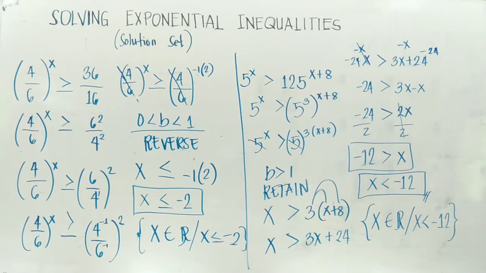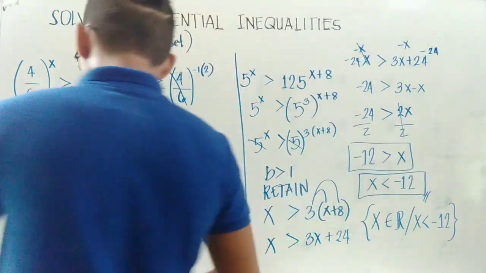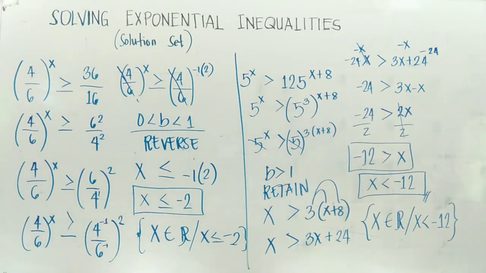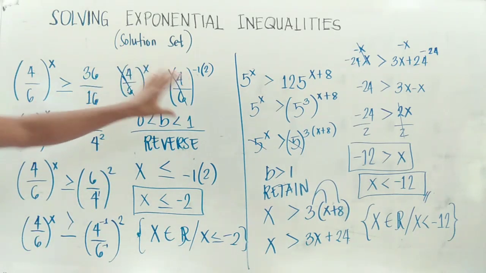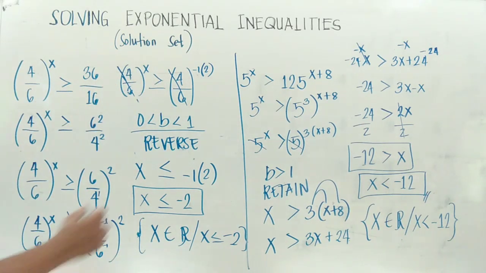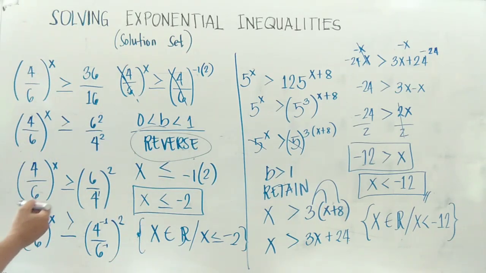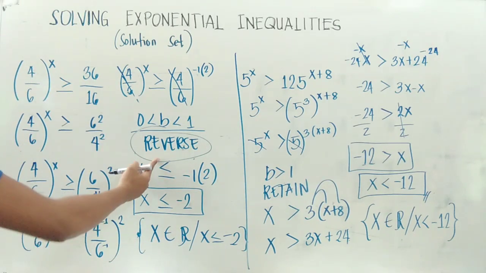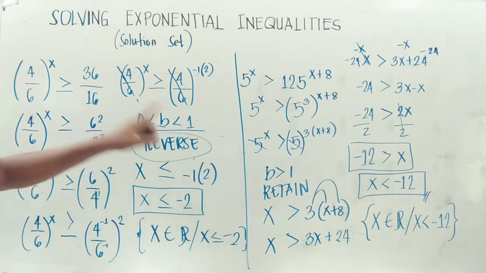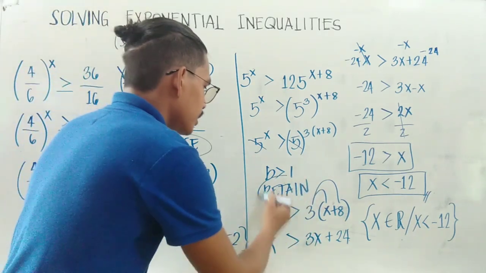So that's it. That is how to solve your exponential inequalities. So always identify the bases of your exponential expression on both sides and decide whether the symbol or the sign of your inequality will be reversed or will be retained.